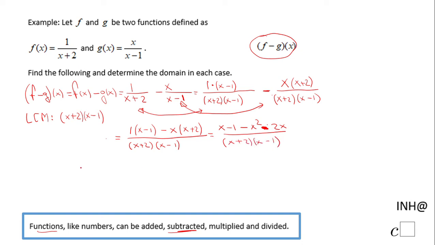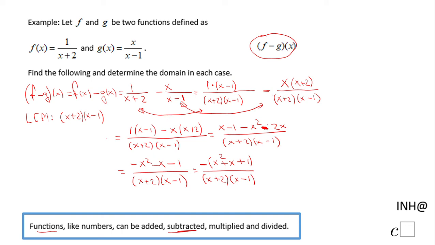And the only thing we're going to do here now is combine like terms, and we have negative x squared minus x minus 1 over x plus 2 times x minus 1. This is the answer. Of course, some people may say I can factor out a negative and get this form and put a negative in front of the fraction. There is more than one possible form for this answer, but either one is good.